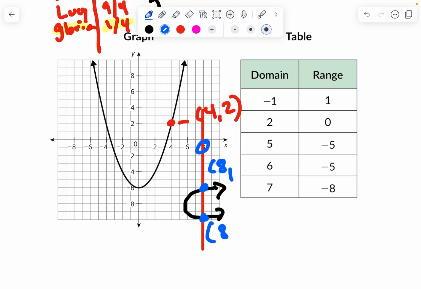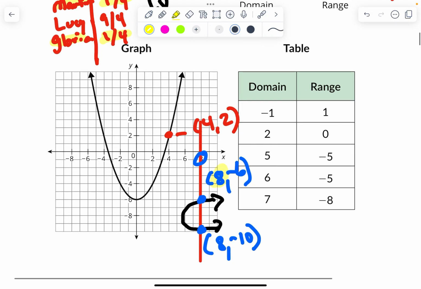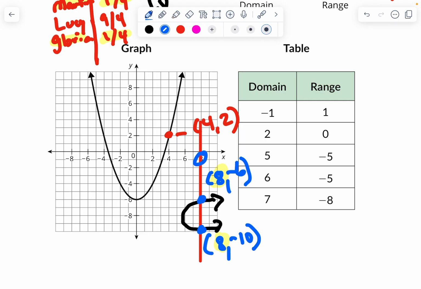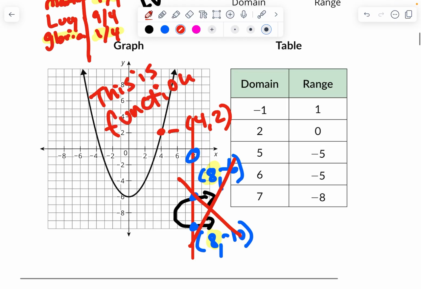X is 8. And y, it looks like, is -6 on the top one, and it looks like it's pretty close to -10 on the bottom one. That is not allowed. You cannot have the same x and have it spit out different y values. So that second picture that I drew would not be a function. But the picture that was already on the graph was a function, okay? So this is a function. This is a relation that is a function.